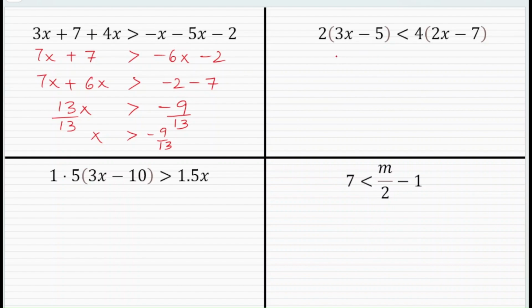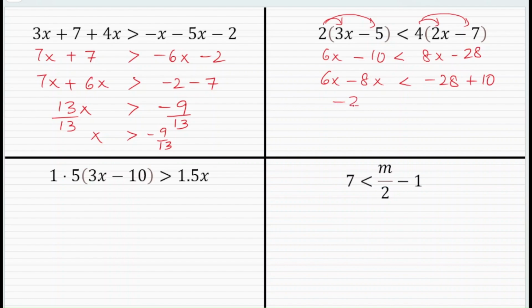Over here, I will again use the distributive property. 2 times 3x is 6x, minus 2 times 5 is 10, less than 4 times 2x is 8x, minus 4 times 7 is 28. Again, shift all the constants on one side and variable terms on one side. So 6x minus 8x is less than negative 28. This minus 10 when shifted to that side would become plus 10. 6x minus 8x is minus 2x, less than minus 28 plus 10, which will give me minus 18.